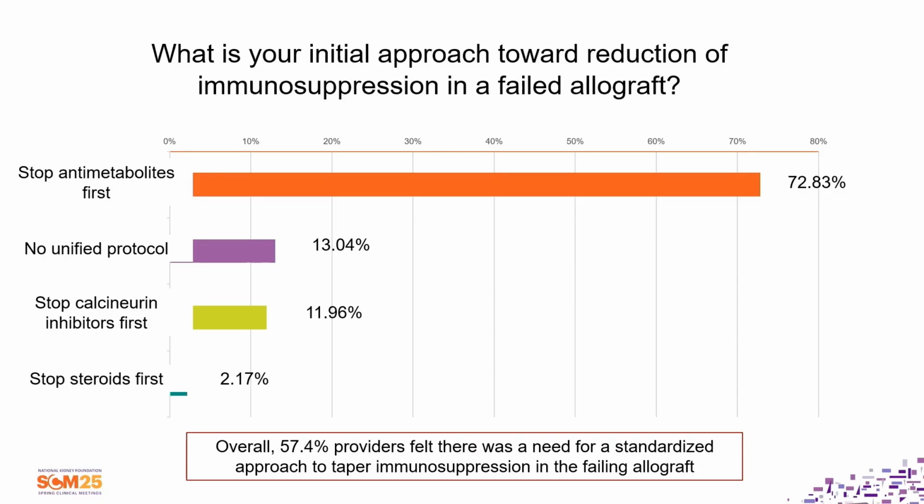About 70% of our responders said they'd stop the antimetabolite first. About 13% said there was no unified protocol. I point that out because I do think most providers stop the antimetabolite first, but it's an important point that there really is not a unified protocol. And maybe that's okay. It might not be a bad thing. It just gives us an opportunity to study what might be the right approach for one particular patient compared to another. But overall, more than half of providers felt there really was a need for a more standardized approach to taper immunosuppression in the failing allograft.